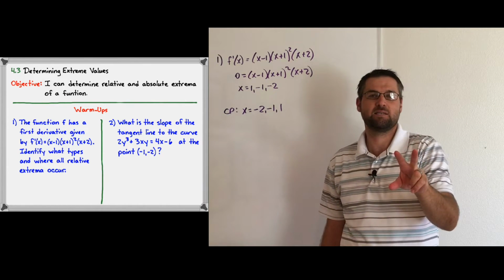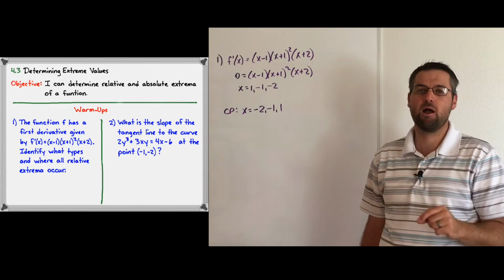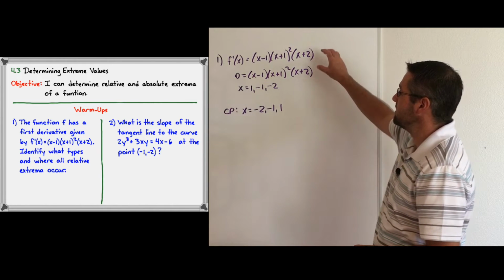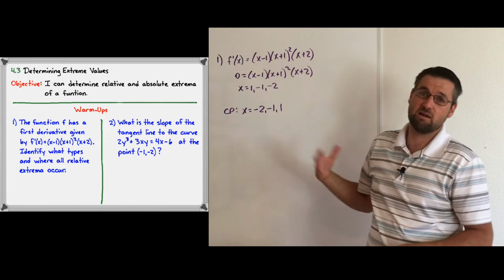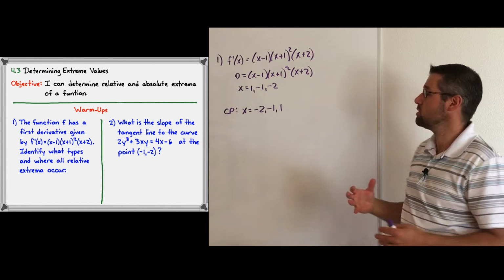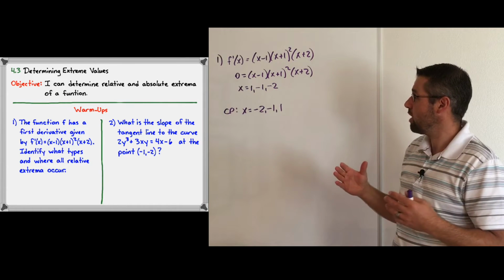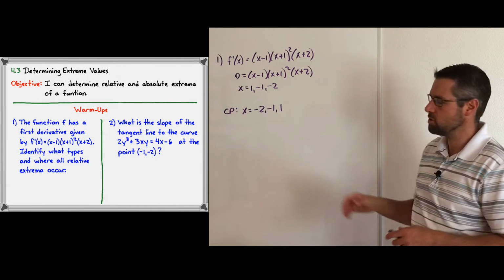Well, the second type of critical point, the second place where we get critical points is when f prime does not exist. Now you'll notice here, f prime is actually a polynomial function. So polynomials exist everywhere. Their domain is all real numbers. So therefore, f prime exists everywhere. So there is no place where f prime does not exist. So those types of critical points don't exist in this one.